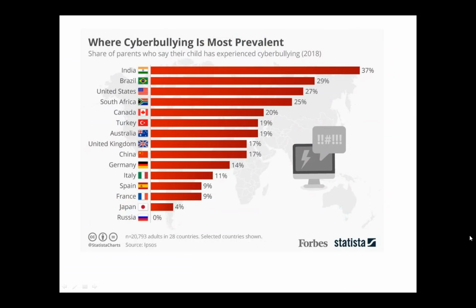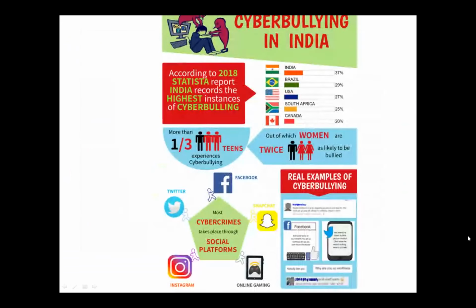Okay, now so far we have seen the international status. Whenever we say US statistics, some people will consider them international statistics. Now we will see what is happening in India. You can see here 37% of Indian parents say that their child has experienced cyberbullying. This is a 2018 report. Brazil is the next one. The highest is India at 37%. The US is only 27%. So we should find some kind of technological solution to stop this disease.